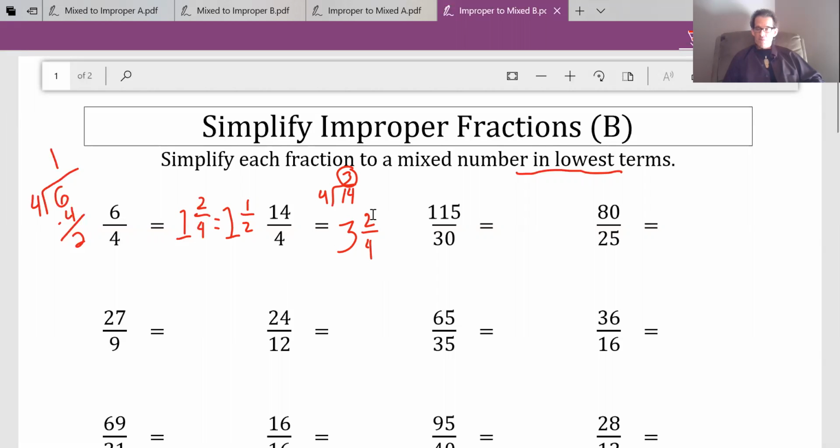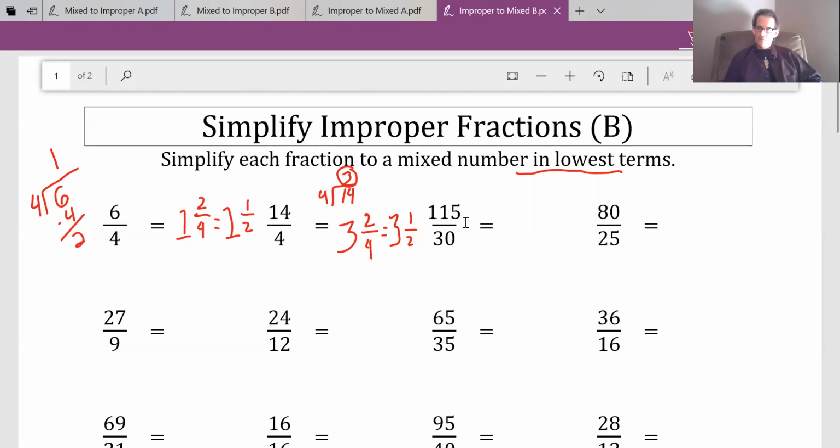Now I have to simplify 2 over 4. And it's just like number 1, the greatest common factor of 2 and 4 is 2. So if I divide 2 by 2, I get 1. If I divide 4 by 2, I get 2. Of course, the whole number stays the same. So 14 over 4 is really $3.50, or 3 1/2. So it's really important that you learn how to do this. It makes understanding fractions easier.